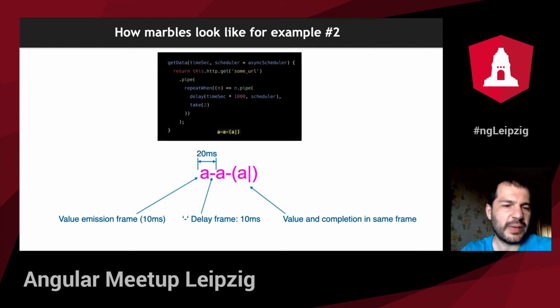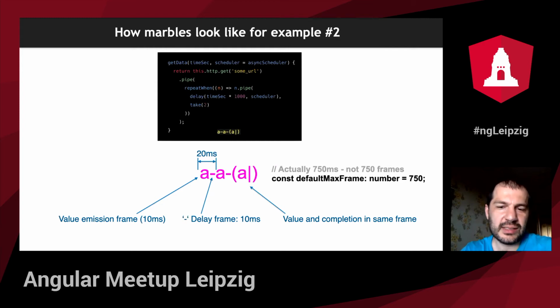One more detail to pay attention to. Remember the scheduler max frames limit? Now you can understand what it is about. It's like saying, hey, think twice. A 750 milliseconds marble is too long if a frame is only 10 milliseconds. You may think that here max frames represents the number of frames, but no, it is used as a number of milliseconds.